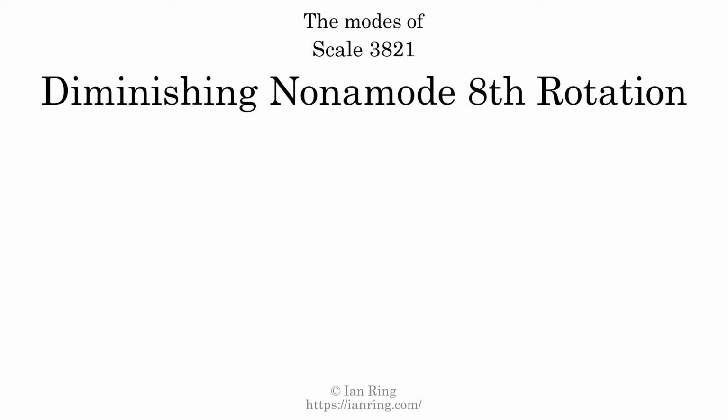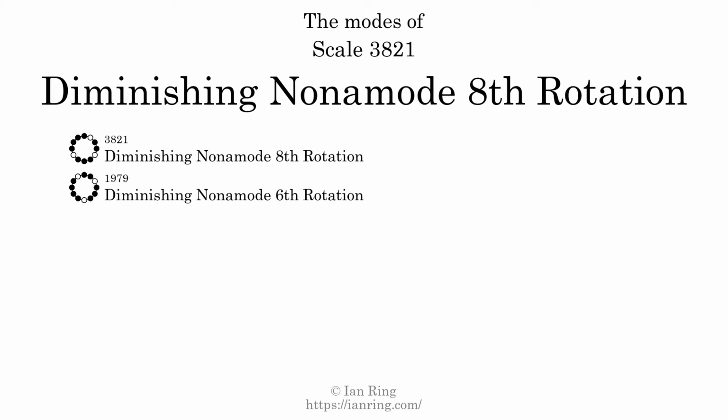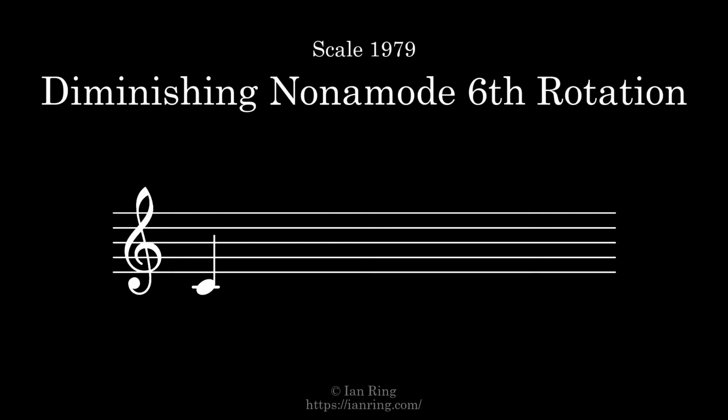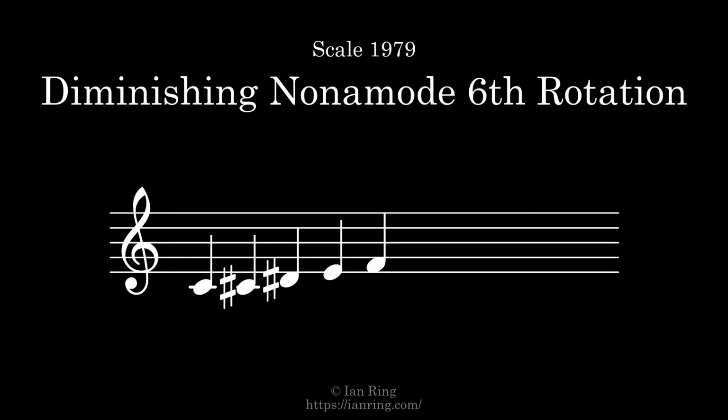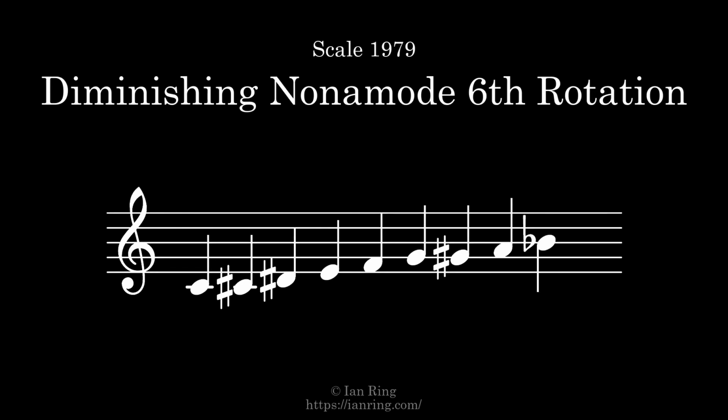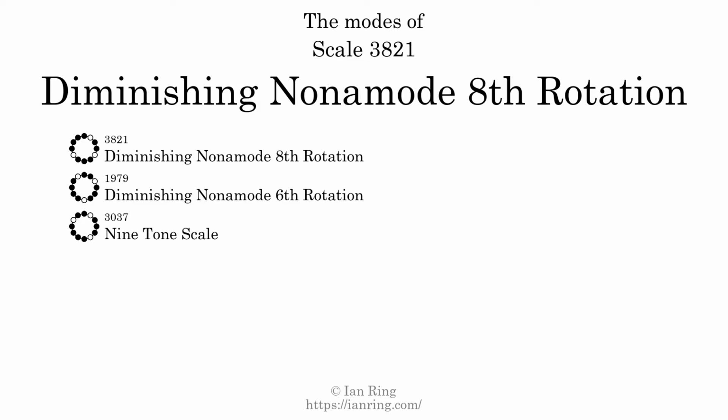This scale has 9 modes. The first mode is itself. The second mode is scale 1979, also known as Diminishing Nonamode 6th rotation. It sounds like this. The third mode is scale 3037, also known as 9-tone scale. It sounds like this.